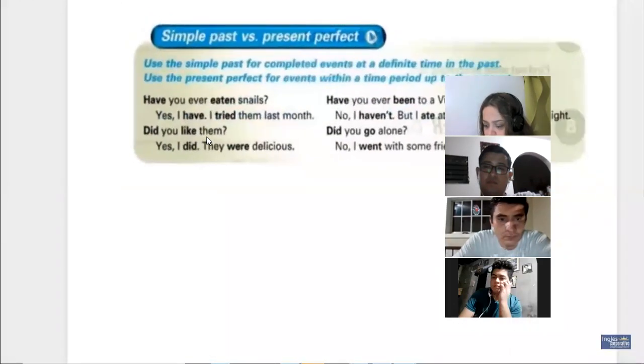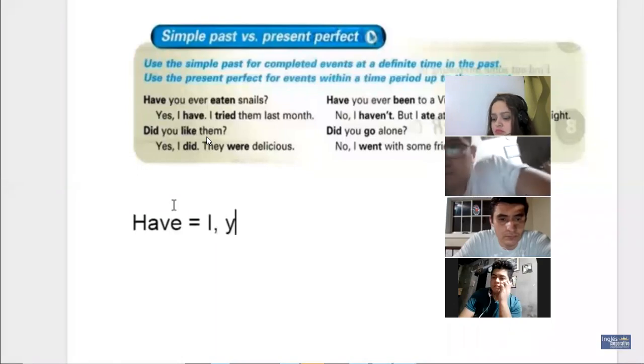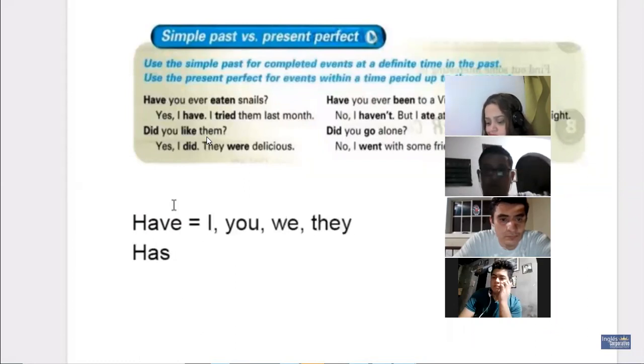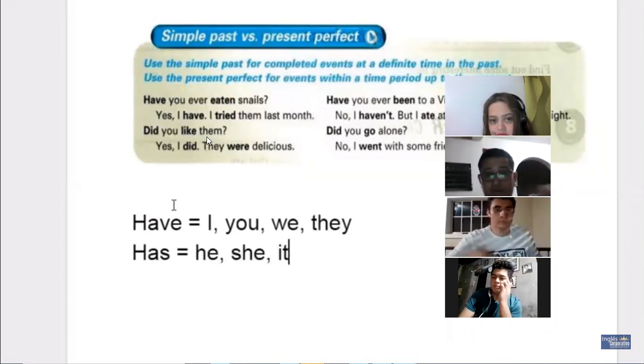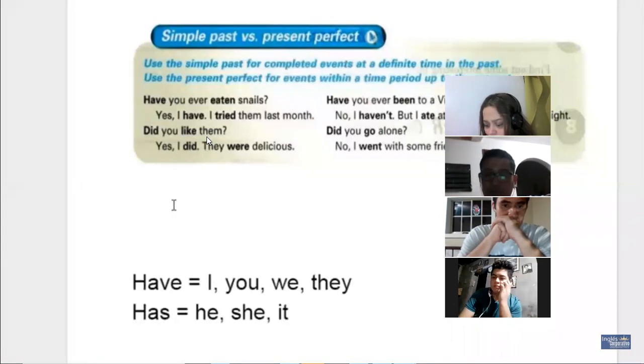Now that we understand the concept of how this topic is used, what I would like to do now is explain how to form questions using the present perfect. So let me do that at this time. First of all, we should learn the following concept: we're going to use have. Have is an auxiliary verb, and we're going to use have whenever I talk about the pronouns I, you, we, and they. And then I will use has whenever I talk about the pronouns he, she, or it, or in other words, third person, right? So having said this, I would like to present the structure on how to form those questions. Let me do that at this time.